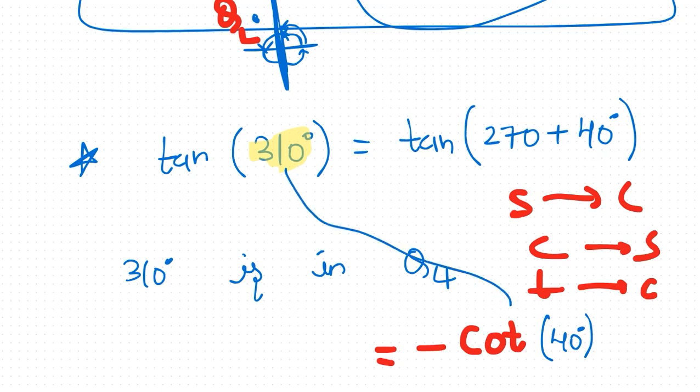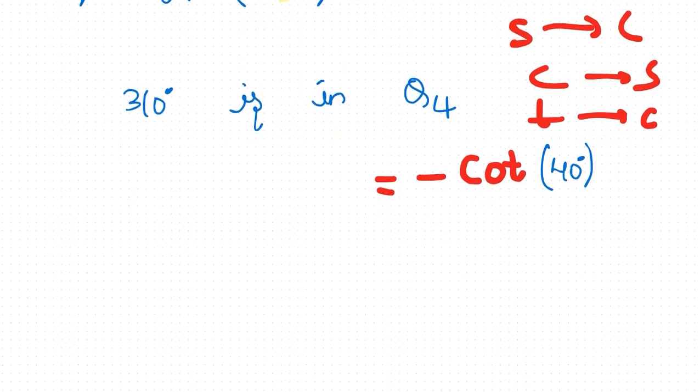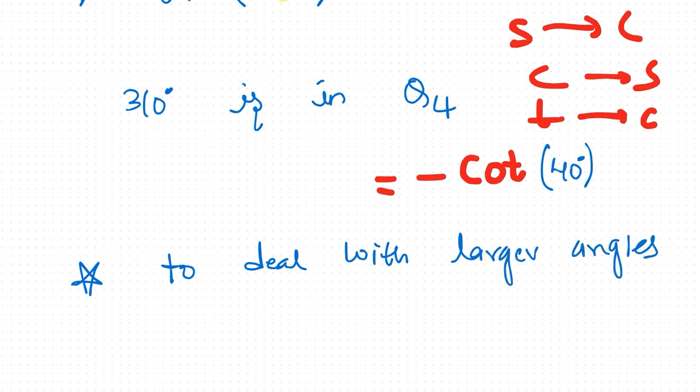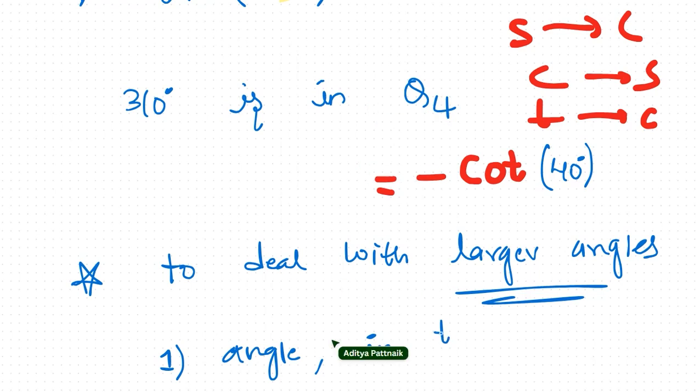So two things to keep in mind. One is whether the answer opens up with positive or negative. Second thing is, will the trigonometric ratio flip? Sine to cos, cos to sine, or tan to cot. So to deal with larger angles, I will write it here. First we write the angle in terms of multiples of 90, correct?